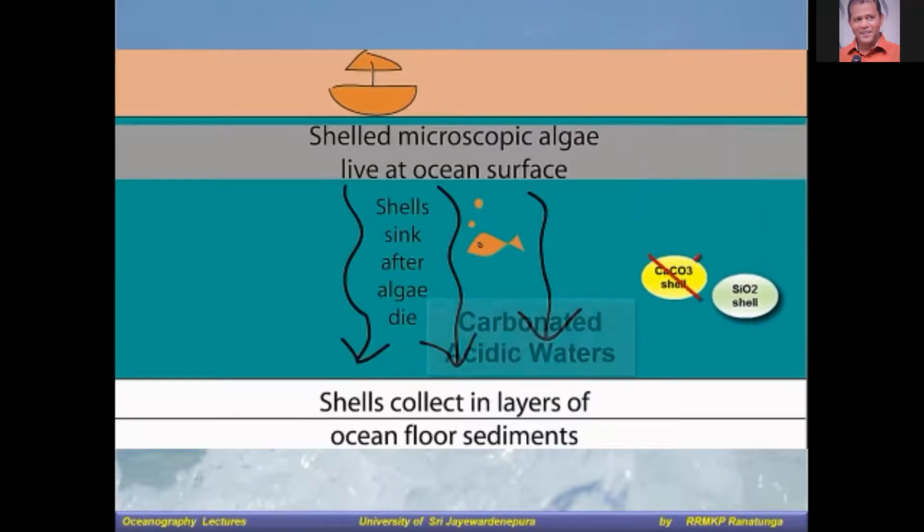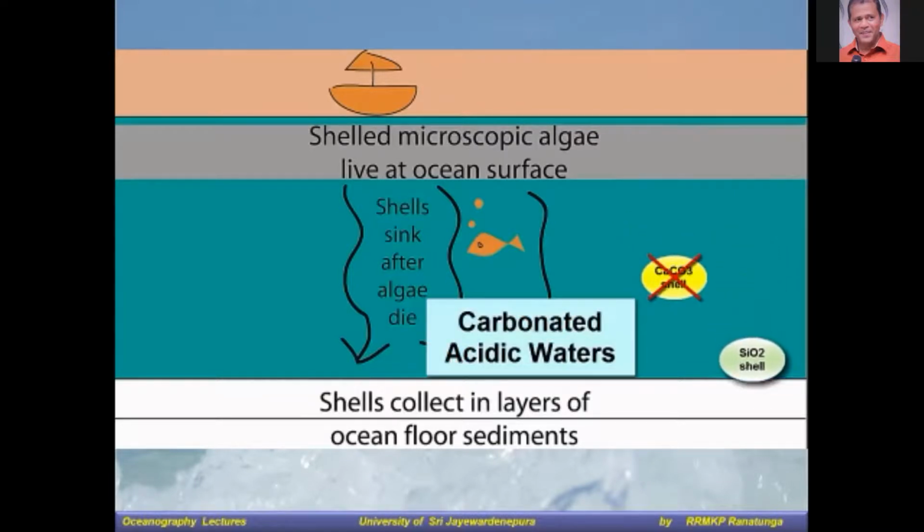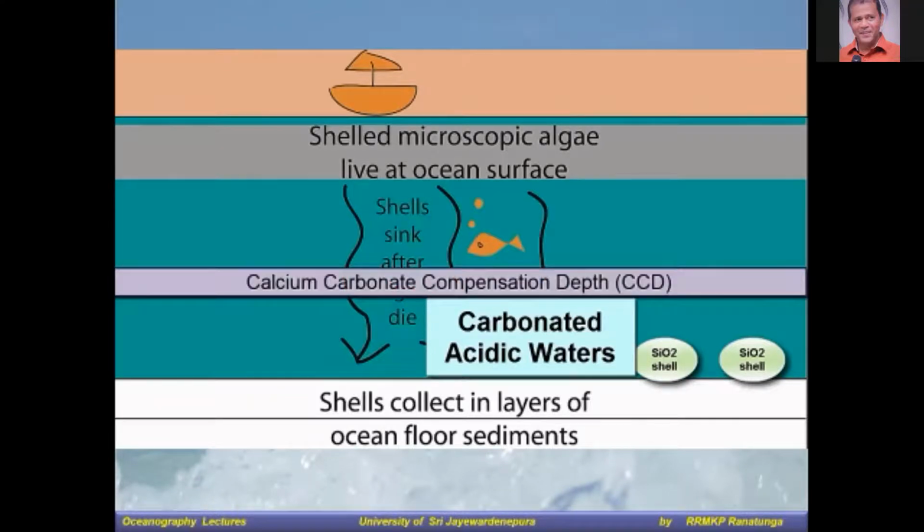Calcareous shells will dissolve in acidic waters, and as water gets deep, cold temperatures and high pressure mean more carbon dioxide is dissolved. More carbon dioxide means more acidic. For more information, refer to the video tutorial on carbonated oceans. For now, we focus on the result. Though calcareous creatures might exist in the surface waters, their shells will dissolve en route to the seafloor if the seafloor is deeper than the calcium carbonate compensation depth, otherwise known as the CCD.